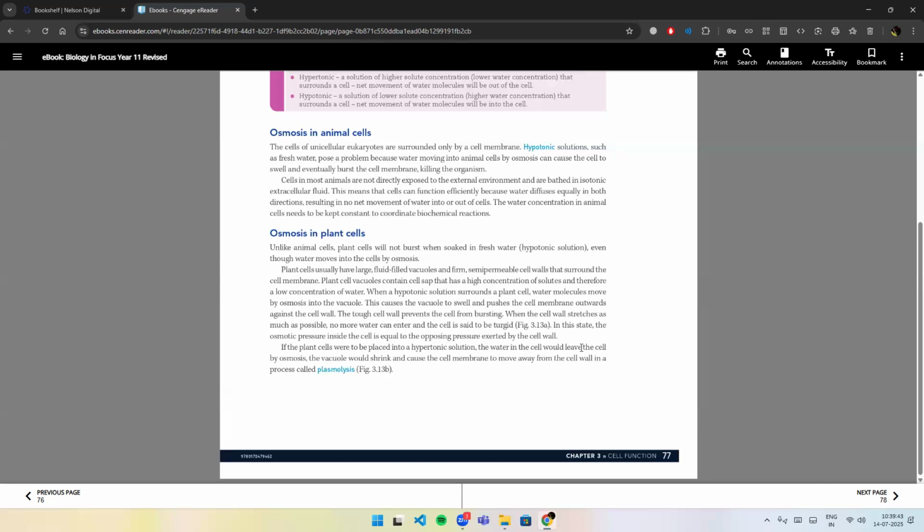In this state, the osmotic pressure inside the cell is equal to the opposing pressure exerted by the cell wall. If the plant cells were to be placed into a hypertonic solution, the water in the cell would leave the cell by osmosis. The vacuole would shrink and cause the cell membrane to move away from the cell wall in a process called plasmolysis.